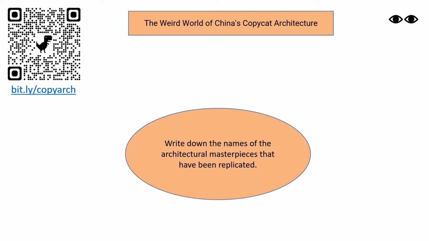I would like you to copy this link into your browser, or you can scan the QR code. You are going to watch a video called The Weird World of China's Copycat Architecture. While watching for the first time, I would like you to write down the names of the architectural masterpieces that have been replicated. So pause this video lesson and watch the video following this link.